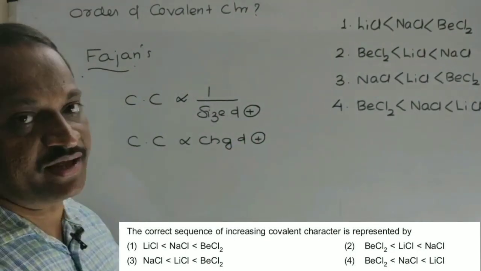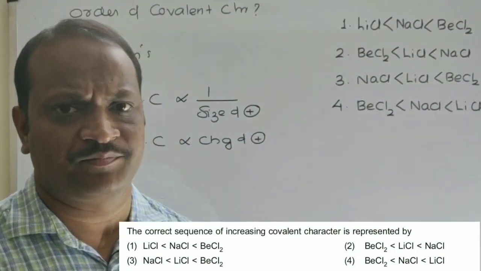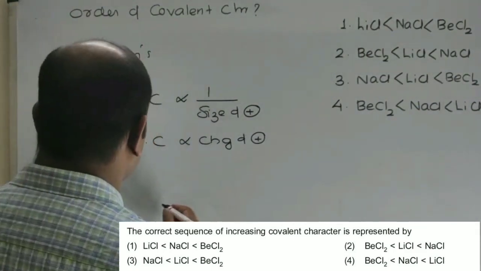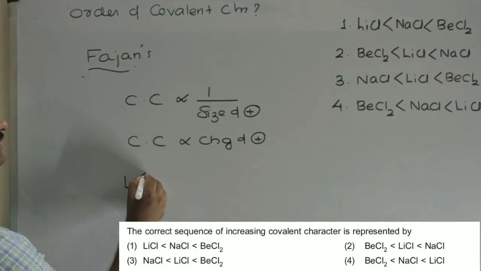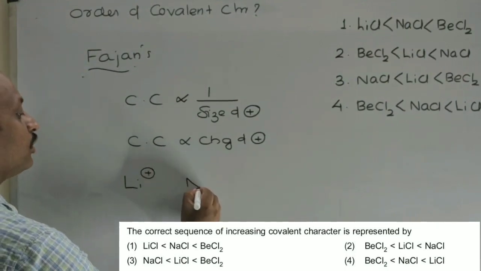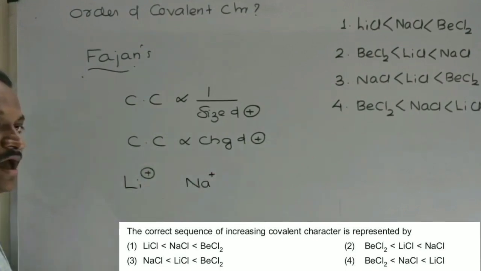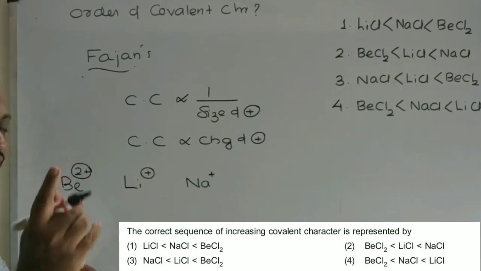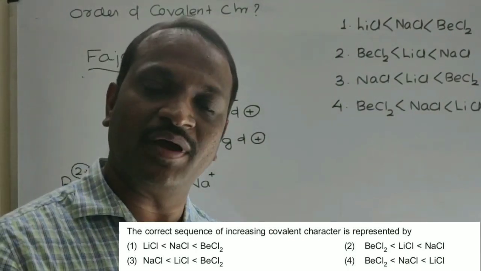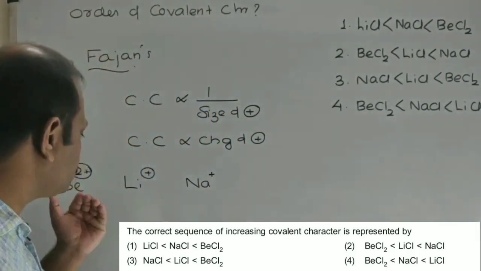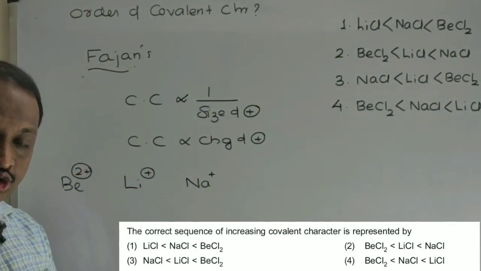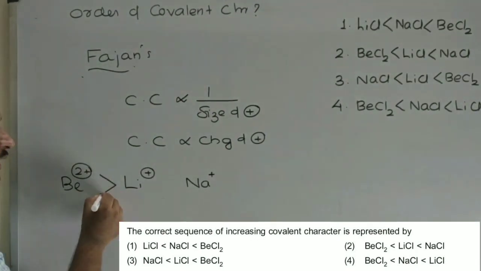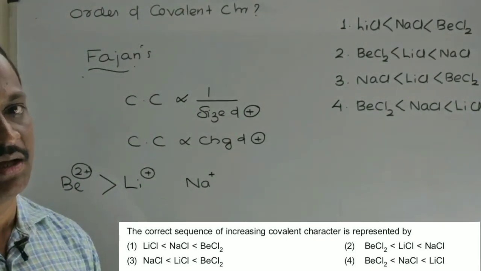See the cations present there. We have lithium plus, sodium plus and beryllium 2 plus. So we have three cations. The first cation is lithium plus, the second is Na plus, and the third is beryllium 2 plus. So which one has the higher charge? It will form a more covalent compound. Be2+ has the higher charge, so it will form the more covalent compound. So which one has maximum covalent character? No doubt, beryllium 2 plus.